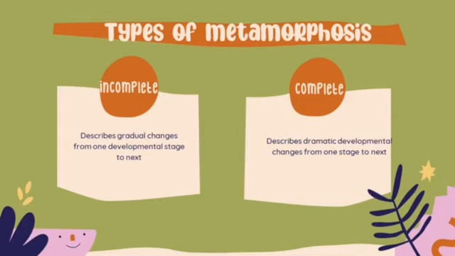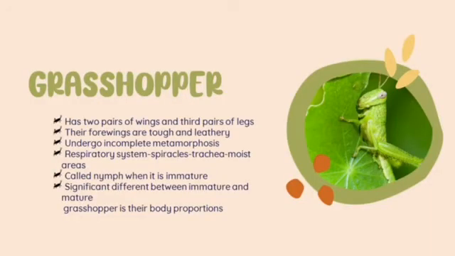By having two different body forms in their life cycle, insects can pack two different but highly successful and highly specialized modes of living into the life cycle of one animal. The first example of insects is the grasshopper.